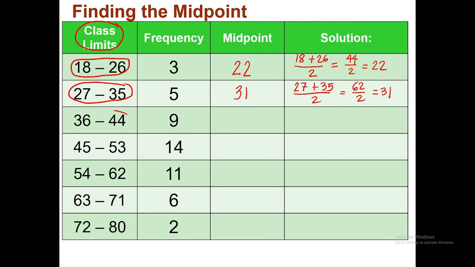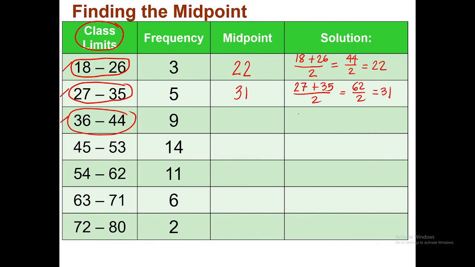Let's go to the third. By the way, this is what you call a class. This is a class. Okay? So this is one class. This is another class. This is another class. So we have 1, 2, 3, 4, 5, 6, 7 classes for this table.